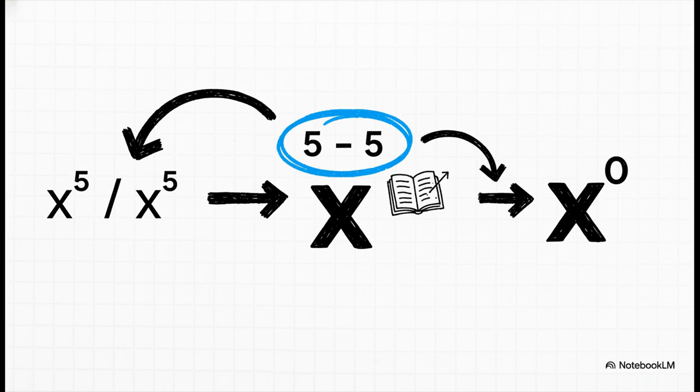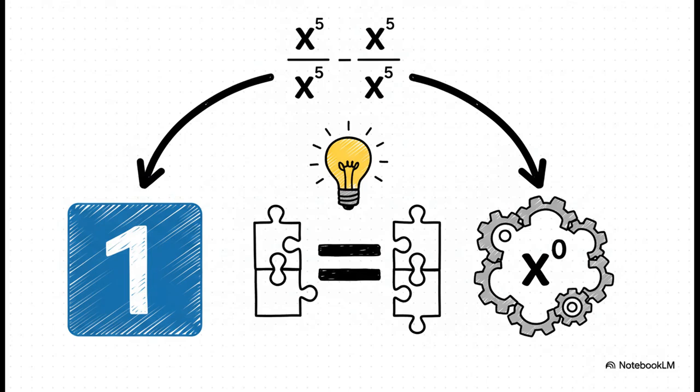This time, we'll use the quotient rule for exponents. You remember that one, right? You just subtract the exponents. So 5 minus 5 gives us x to the power of 0. And this is where it all clicks.